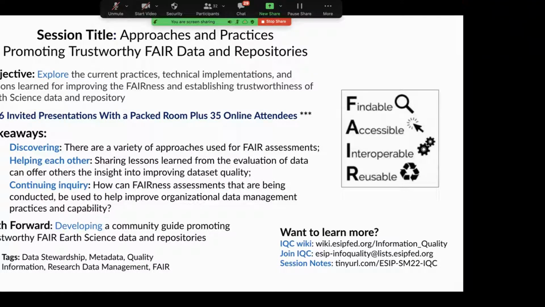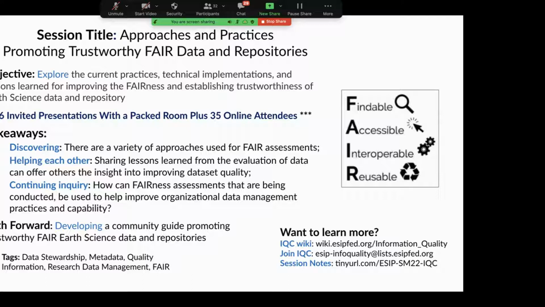Yes, this session is organized by the ESIP Information Quality Cluster. And my name is Peng. I'm one of the co-chairs. The goal of the session is to explore current approaches and practices that can be utilized to establish or promote trustworthy FAIR data and repositories.